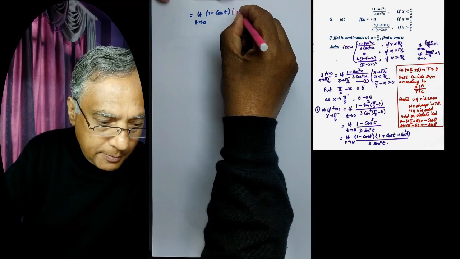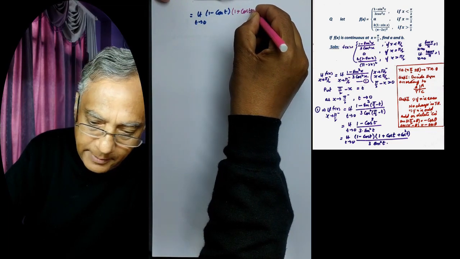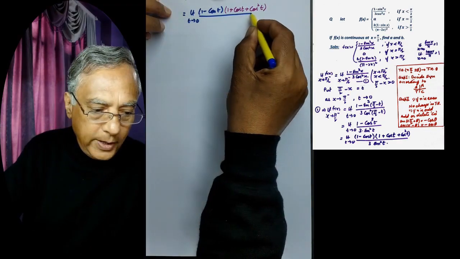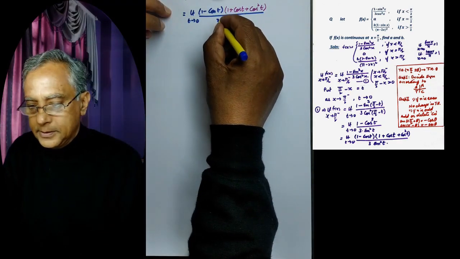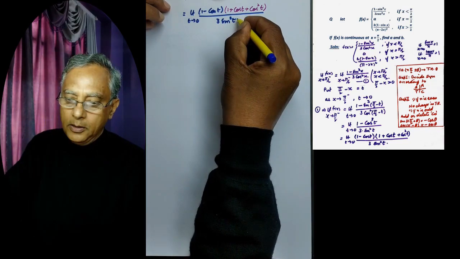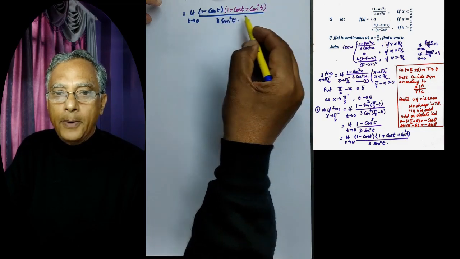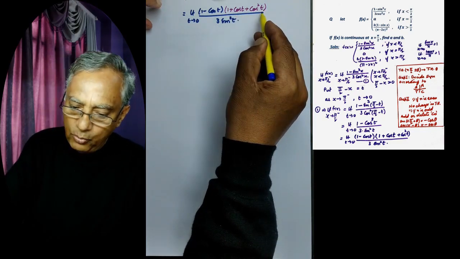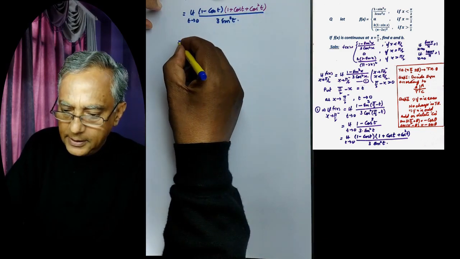This is equal to limit t approaches 0, 1 minus cos t into 1 plus cos t plus cos square t, whole divided by 3 sine square t. Now this is the solved part. See the side sheet. So this is the solved part, and we concentrate only on these two terms.